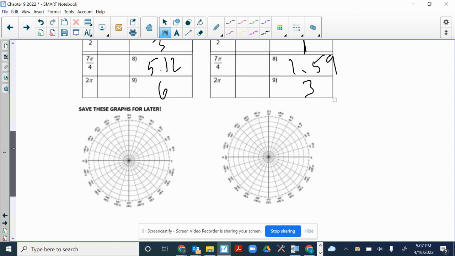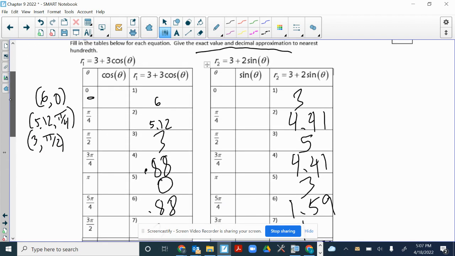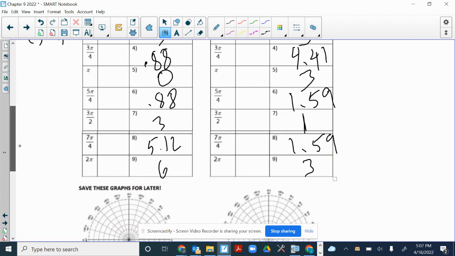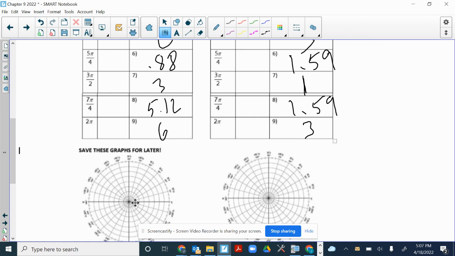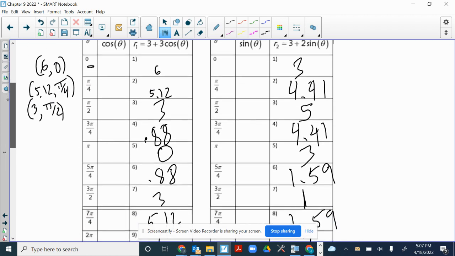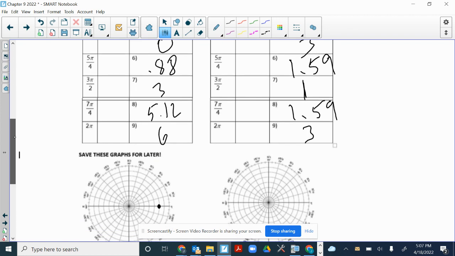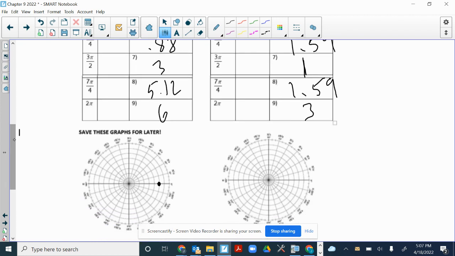So let's plot them, because that will make this graph. The first one is at 0 degrees or 0 radians. We are at 6. So I go down to my graph down here that said save for later. Well, it's later now. I go 1, 2, 3, 4, 5, 6 in the 0 radian section. Then the next one is pi fourths is the angle. So pi fourths is the middle line, and I'm going just over 5 circles. 1, 2, 3, 4, 5, and just a little bit farther.